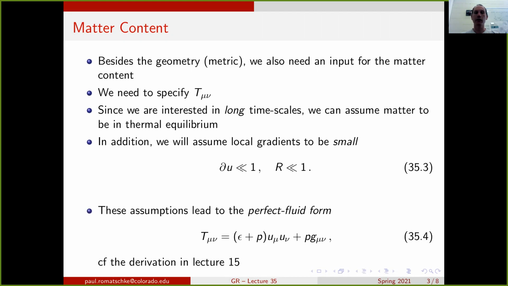With these two assumptions, we get a so-called perfect fluid, or perfect ideal hydrodynamic, form of the energy momentum tensor that was derived back in lecture 15. The form of the energy momentum tensor is as follows. It has two terms, one that is symmetric in the fluid velocity u, and another term that is proportional to the metric tensor g^{μν}. These two terms come with coefficients where epsilon is the energy density and P is the pressure, which would be the energy density and pressure of the matter that we want to study.